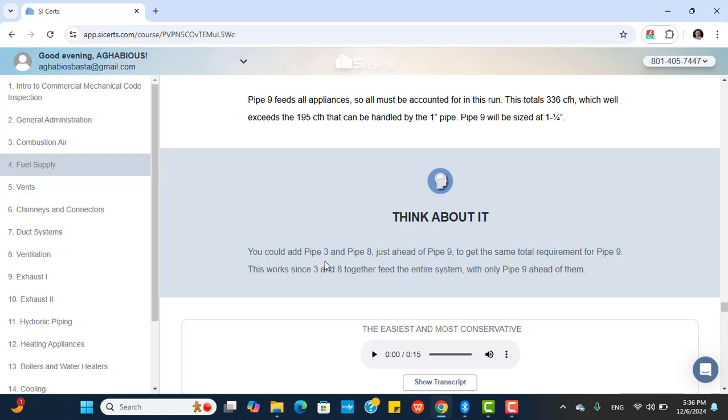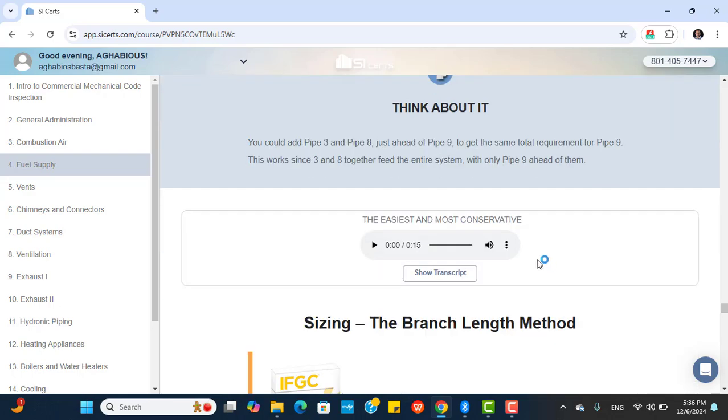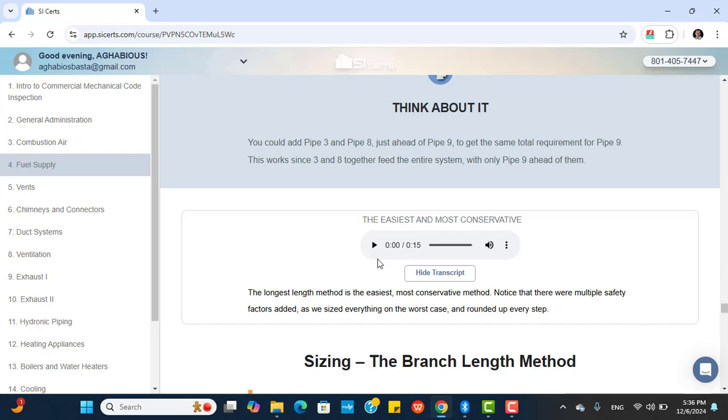Think about it. You could add pipe 3 and pipe 8 just ahead of pipe 9 to get the same total requirement of pipe 9. This works since 3 and 8 together feed the entire system with only pipe 9. The longest length method is the easiest, most conservative method. Notice that there were multiple safety factors added, as we sized everything on the worst case and rounded up every step.